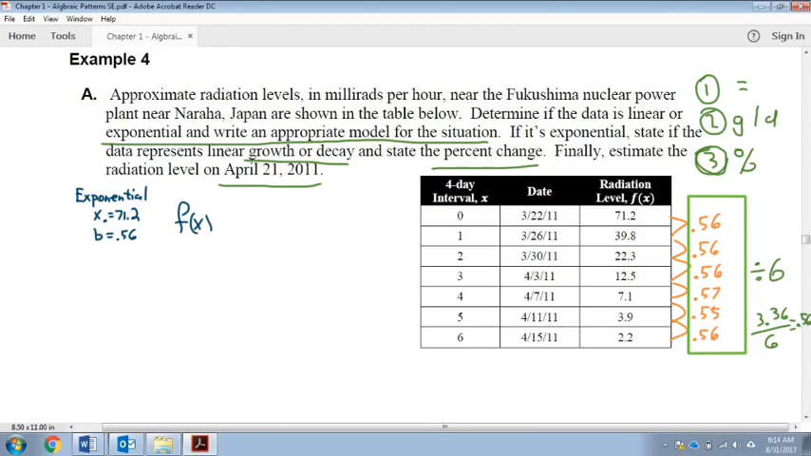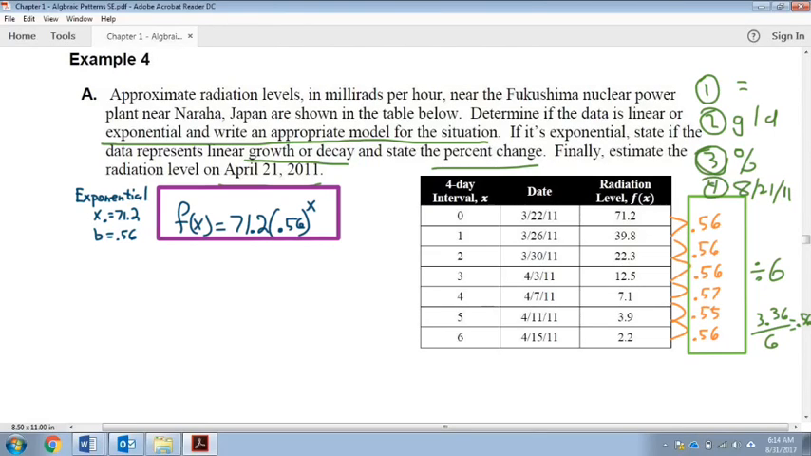So that's all the information we need. F of x, or your y in this case, is 71.2, because that's our starting point, times 0.56, that's our ratio, to the x. That's the first question it asks. The second question it asks is growth or decay and percent change. Ooh, I forgot to add something. They want to know on April 21st of 2011. Oops. They want to know growth or decay. Well, B is less than 1. Remember, when B is less than 1, it's decay.